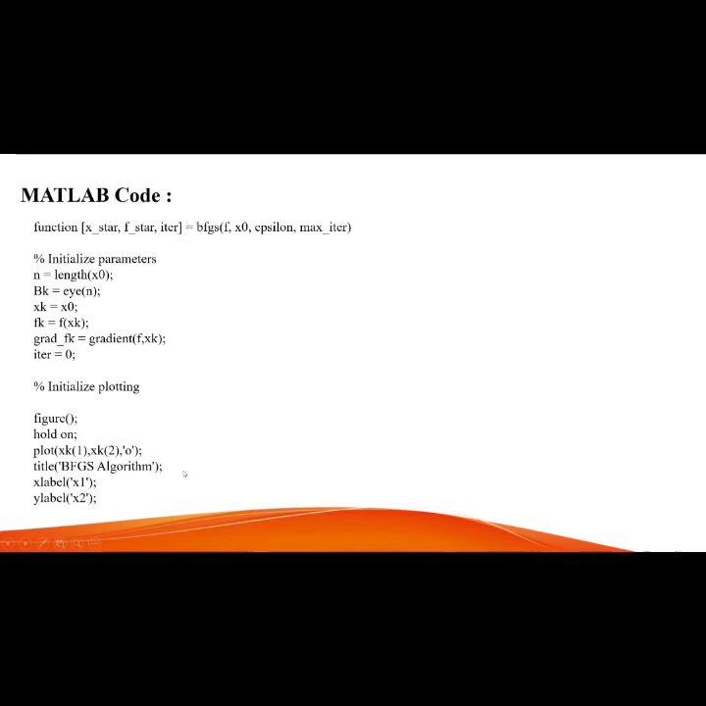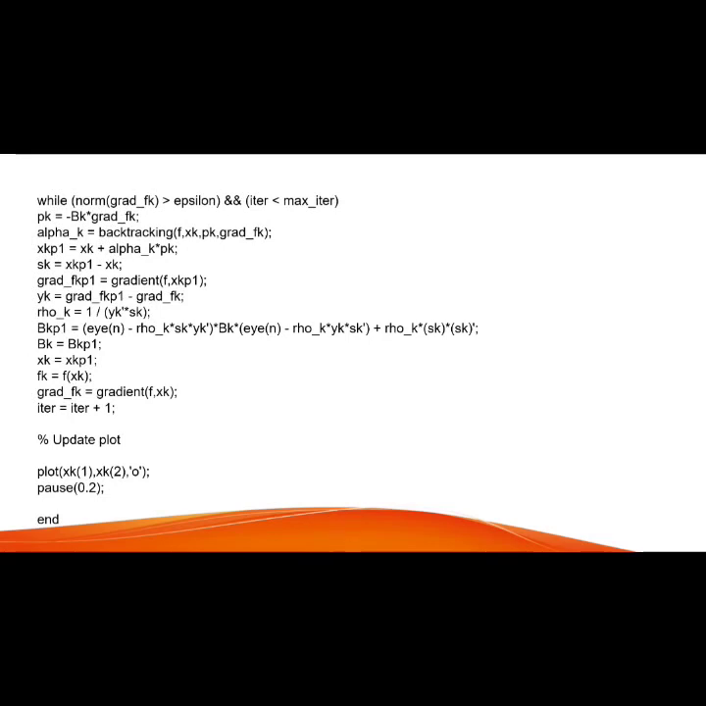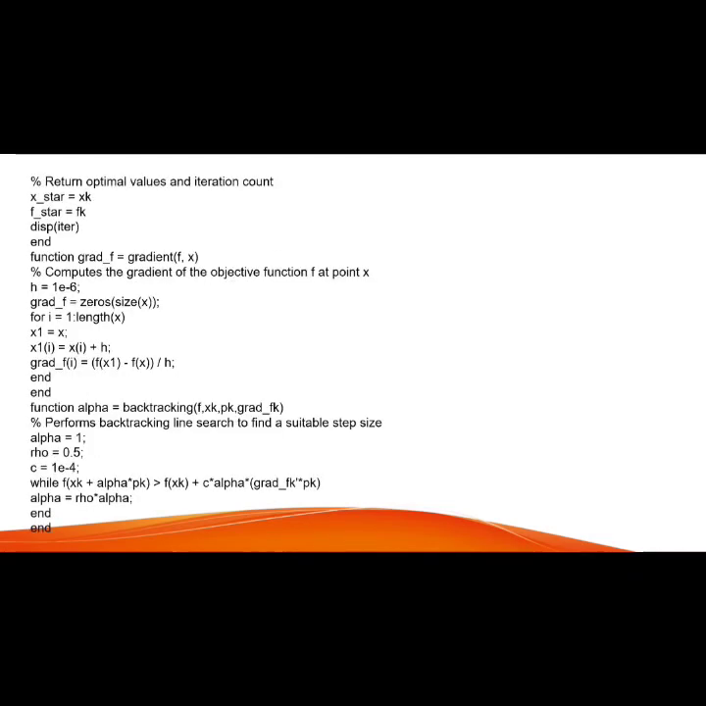This is the code to implement in MATLAB. We give as input the function f, x0 the initial estimate of x, epsilon the tolerance of convergence, and the maximum number of iterations. We write the function's gradient and backtracking line search.